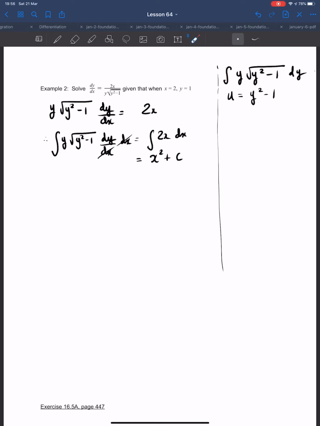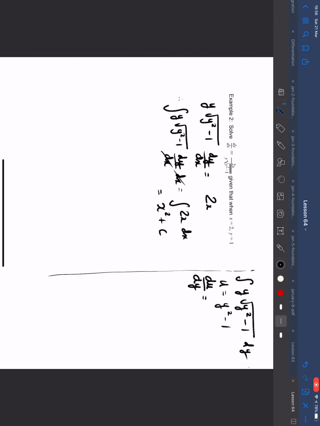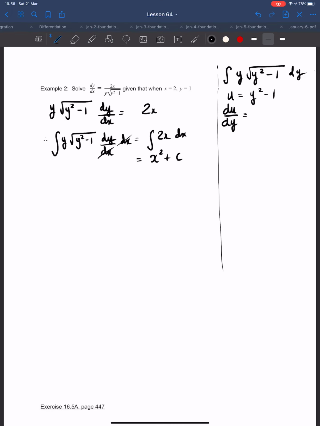Think about what we've got now. We haven't done anything with the integral yet, but this is now a square root of u. When we substitute for u, we've got u to the power of half there. We've got to deal with the y and the dy. To deal with those, we differentiate u with respect to y.